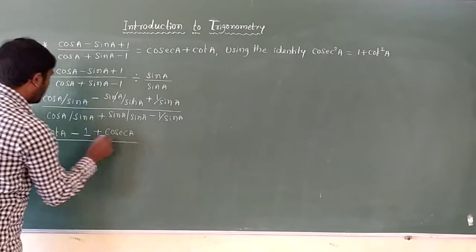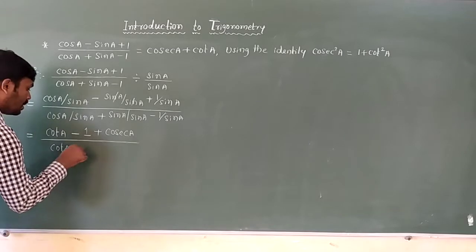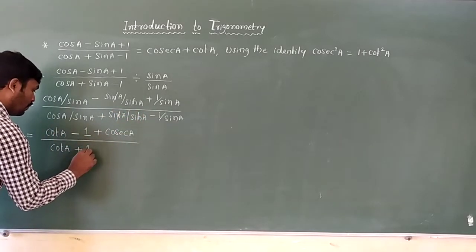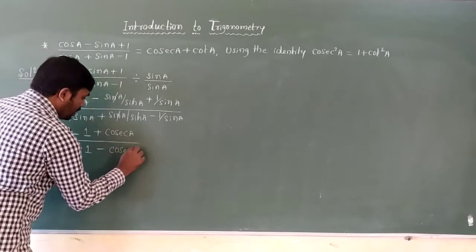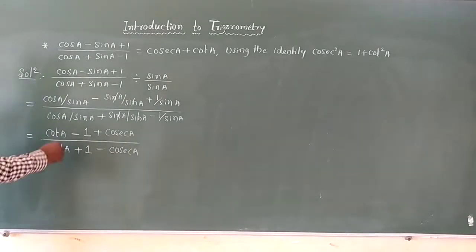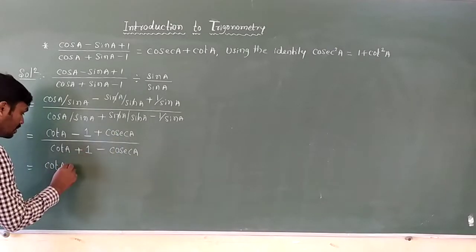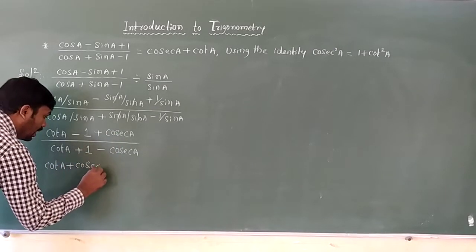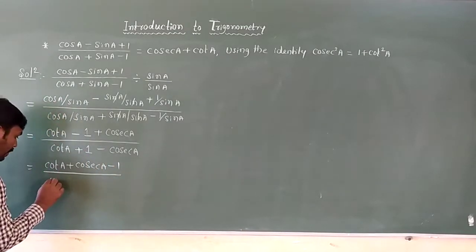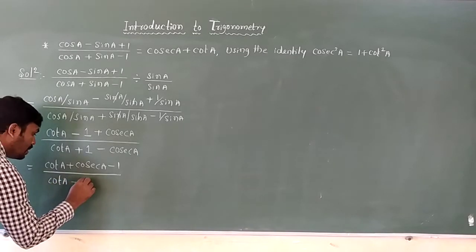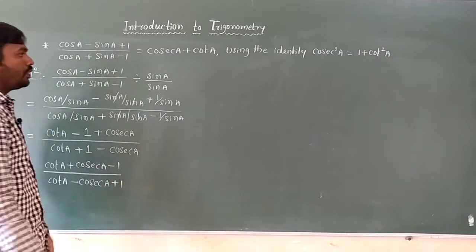Whole divided by, here also cos A by sin A is cot A, plus, here sin A cancels, it is again 1, minus 1 by sin A is what? Cosec A. Here we will write this in the standard form. So this is equal to (cot A plus cosec A minus 1) whole divided by (cot A minus cosec A plus 1). Now we will use the identity.